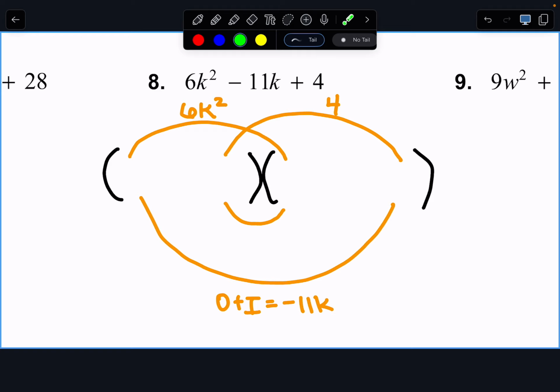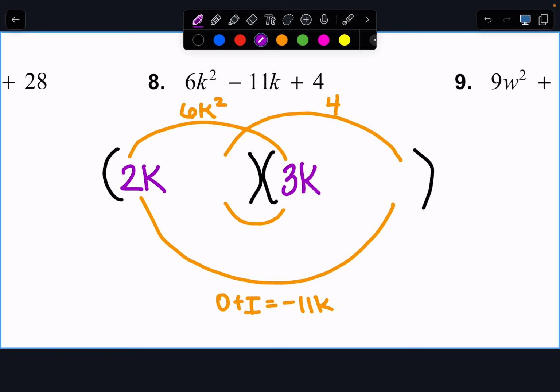So, let's start with 6k squared. We have a couple different options: 2k times 3k, or 6k times 1k. I am always going to suggest that you start out with the numbers that are the closest together. So let's start with 2k times 3k. Does that multiply to 6k squared? Now I need two numbers that multiply to positive 4.